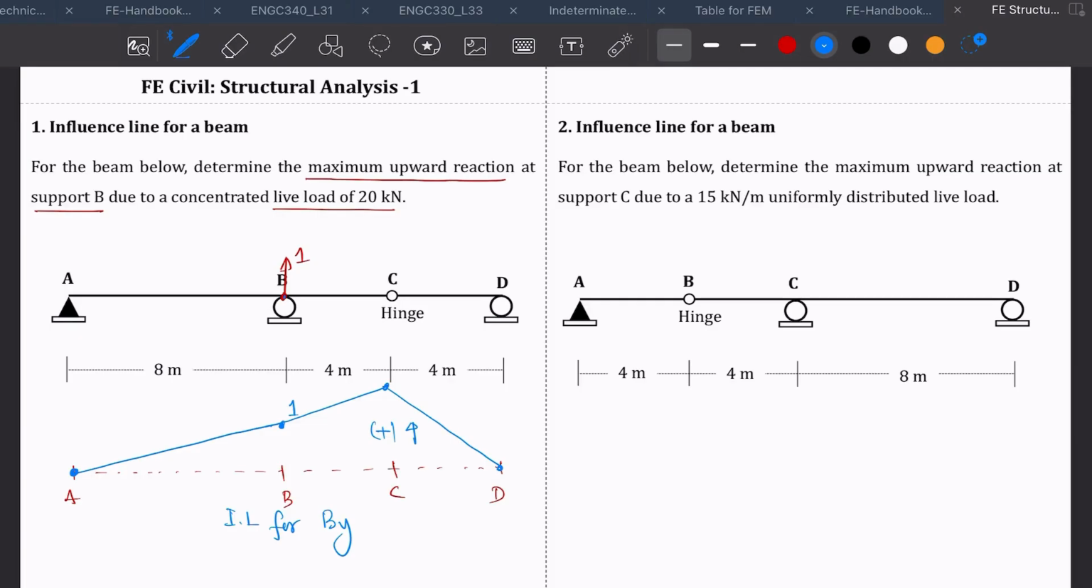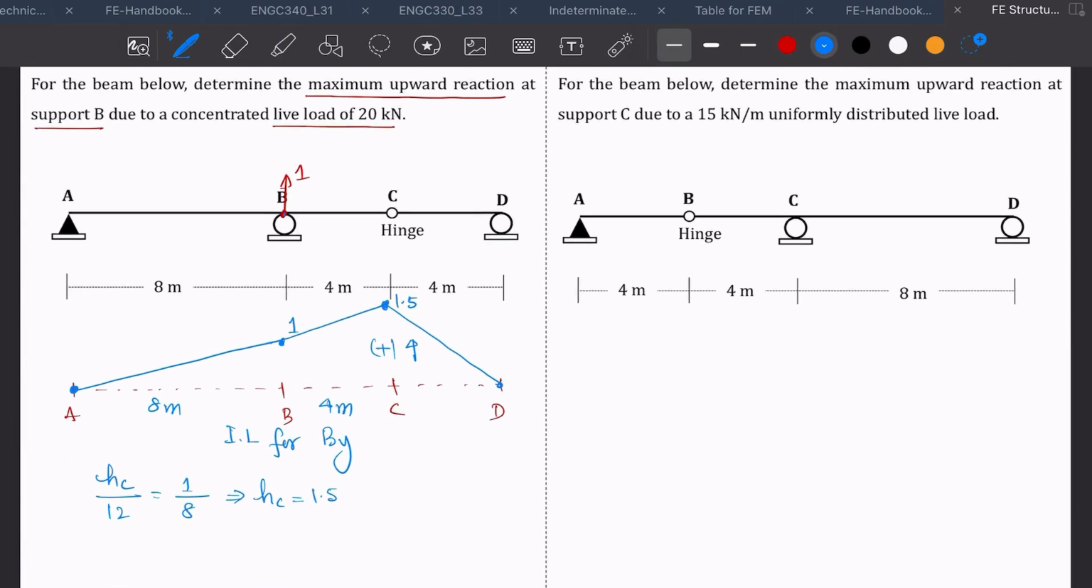So now we need to find the ordinate at joint C, or the point at C. So we'll use similar triangles. We know that this is 8 meter, this is 4 meter. So if I need to find the height of C, then we'll be using similar triangles. H over 12 is equal to 1 over 8, and HC will be equal to 1.5. So this point will be 1.5 meter. So that is the influence line due to a unit load. That's why we apply a unit distance, because it's a unit load.